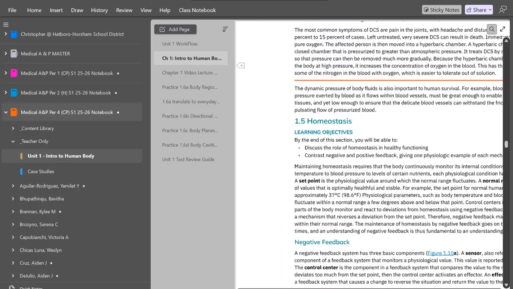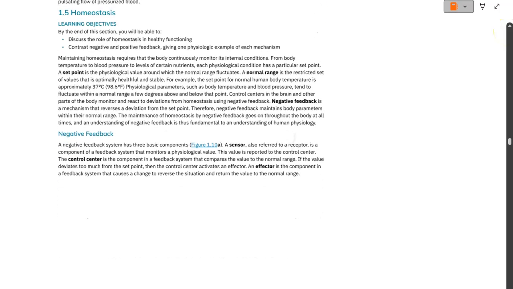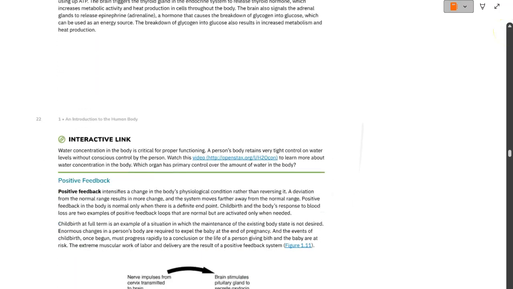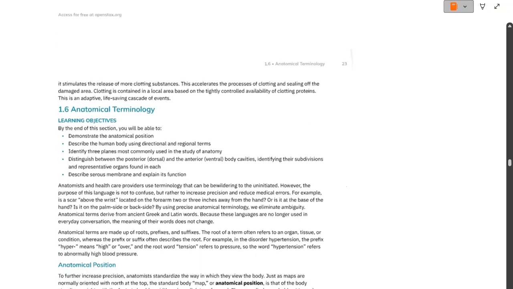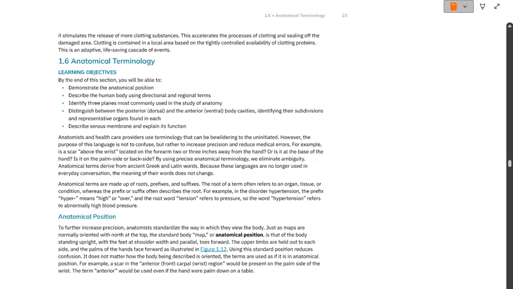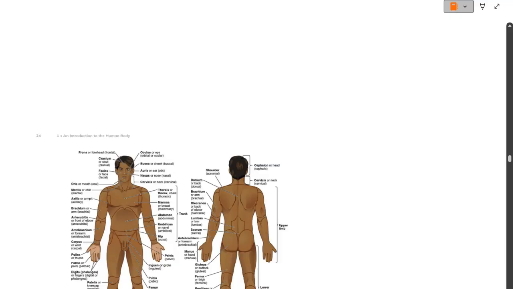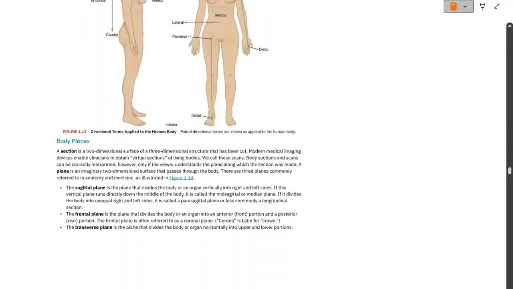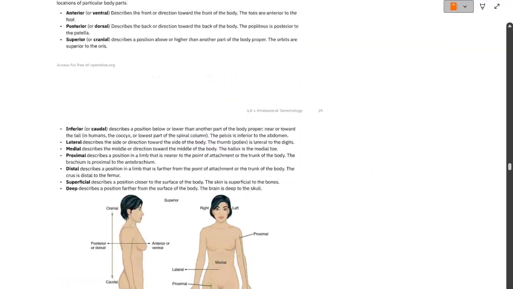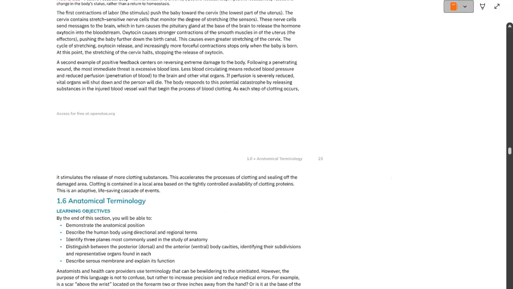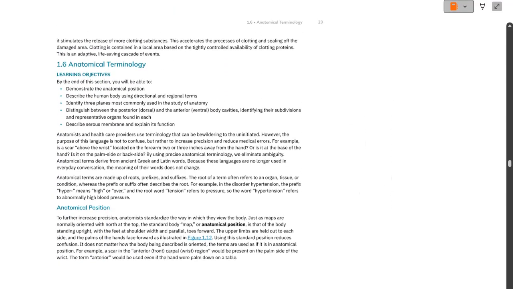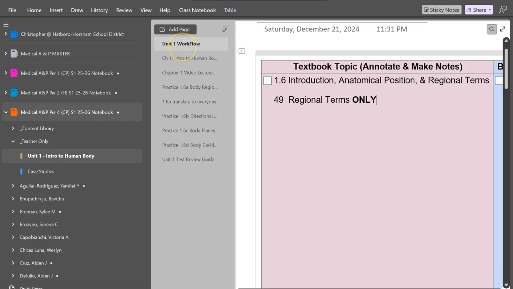So, for example, here's 1.5, homeostasis. You can come down here to 1.6, anatomical terminology. Now, it's a very, very large section. So I've broken it down to 1.6 A, B, C, D, E, F, G. Okay, so let's go back to the workflow.